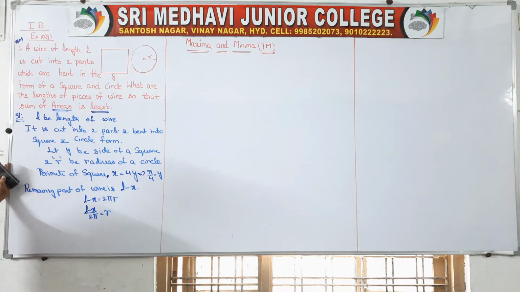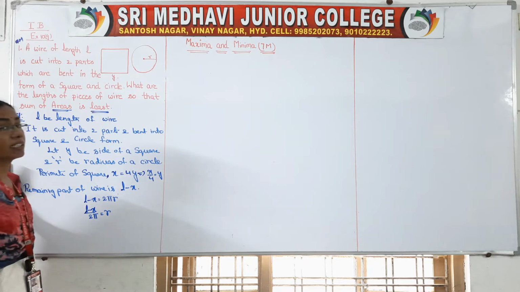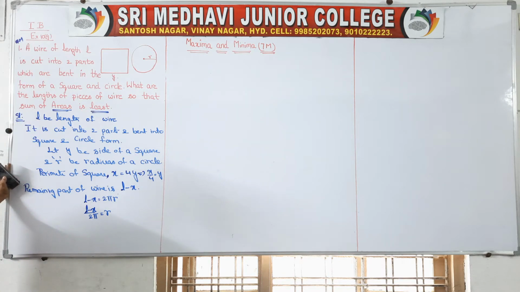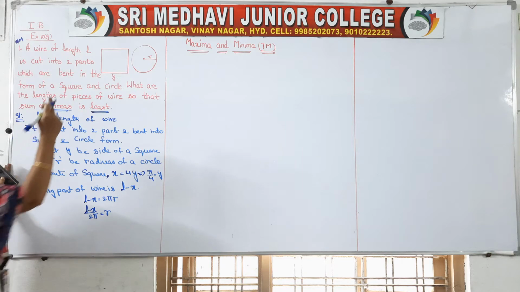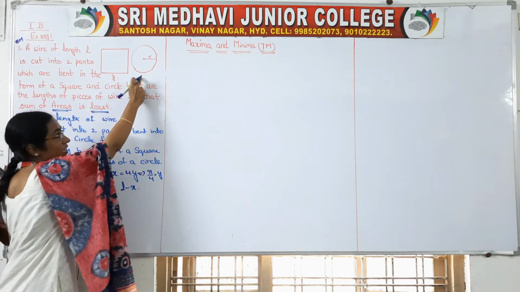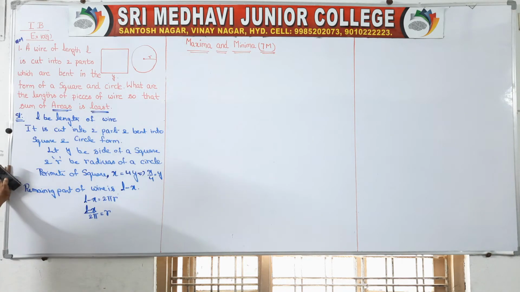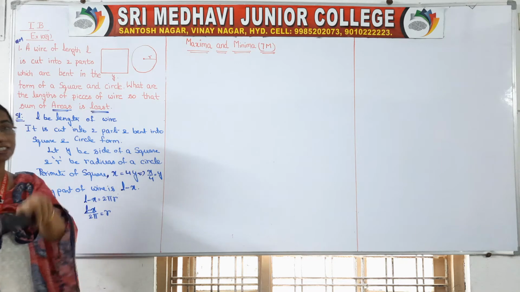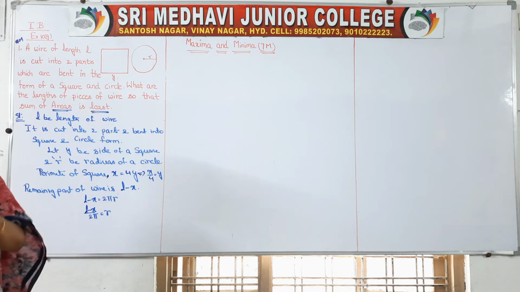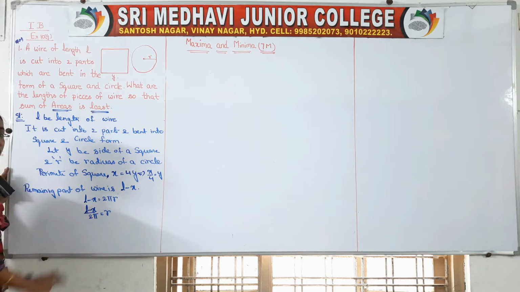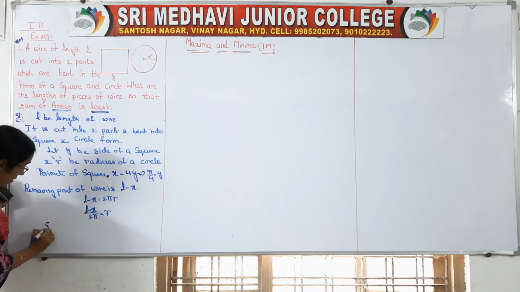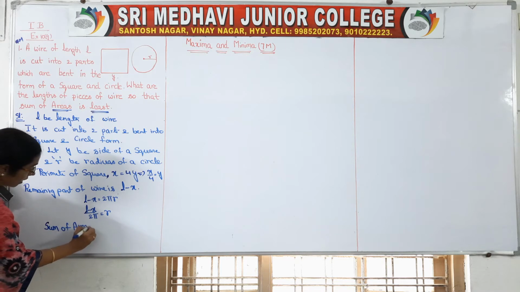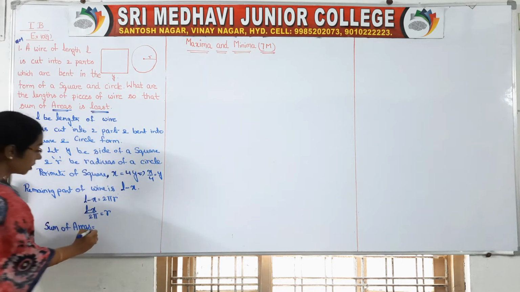Okay. So the question is, find the lengths. What are the lengths of the pieces of wire? That means, what is the length for the square and what is the length for this circle, so that the sum of areas is least, minimum. The function is area. So now we have to take the sum of areas. Sum of area is equal to, what is the meaning?